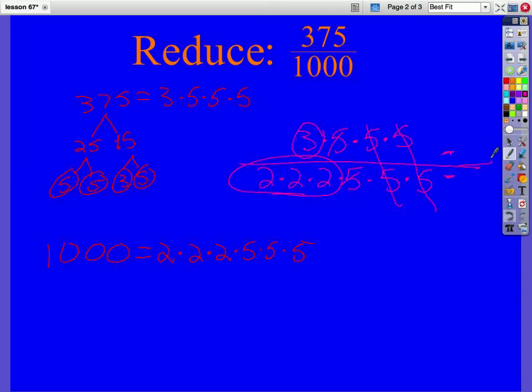I'm going to put my equal sign. 3 on top. On bottom, I have 2 times 2 times 2. Well, 2 times 2 is 4, times 2 is 8. So, this big number, 375 1,000ths, is really the same as 3/8.